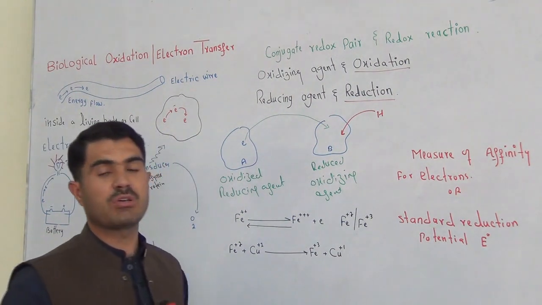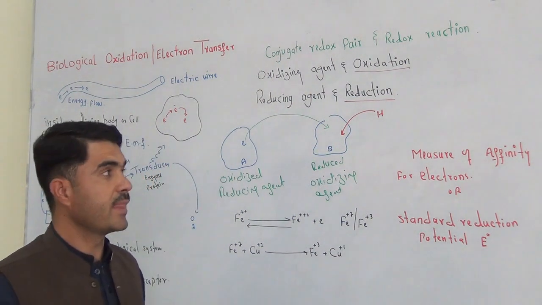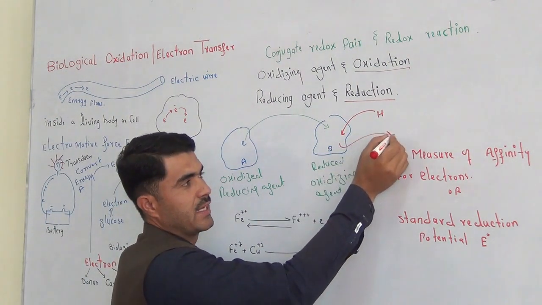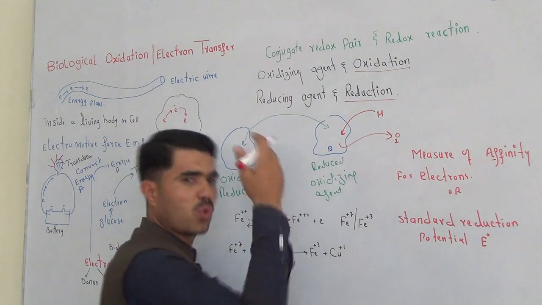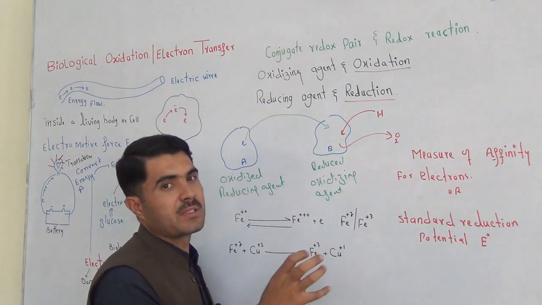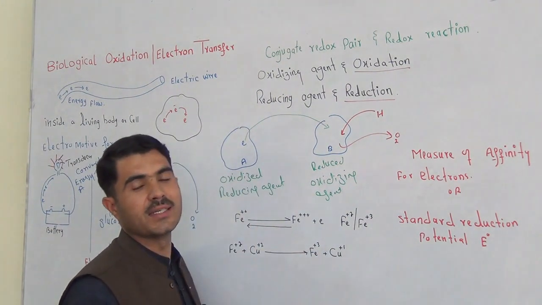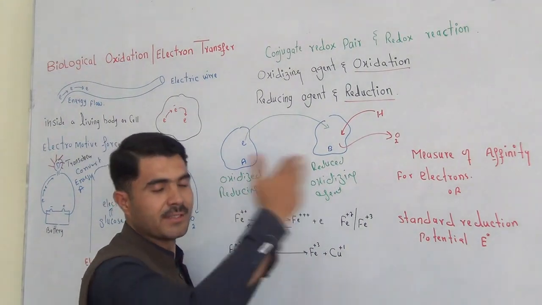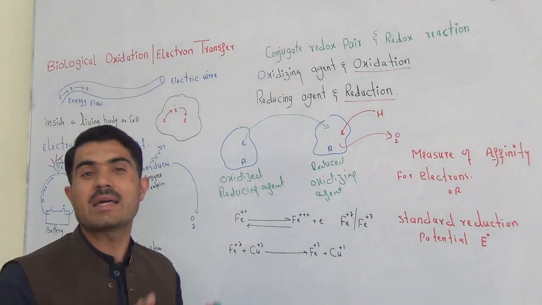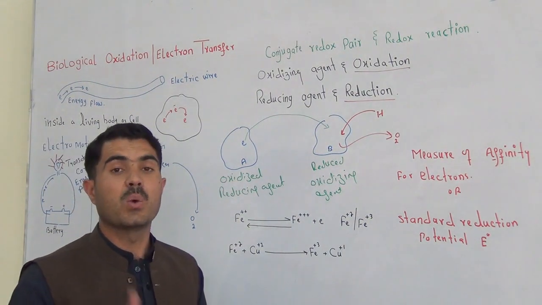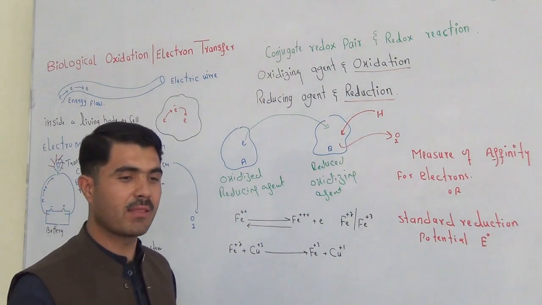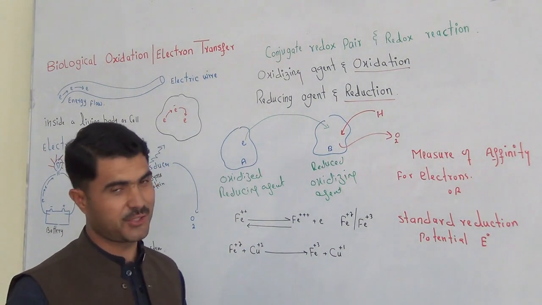The third definition of reduction is the removal of oxygen. If a substance removes oxygen, it is also called reduction. It means a reduced substance must be deficient in oxygen atoms because it removes the oxygen. But in today's lecture, we are not concerned with oxygen and hydrogen. We are importantly concerned with electrons. So electron gain, reduction; electron loss, oxidation.